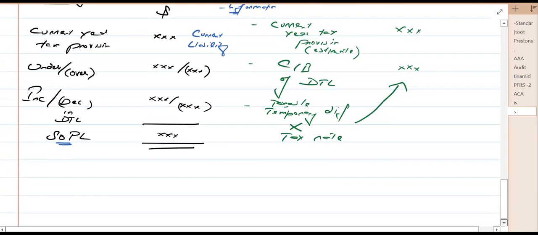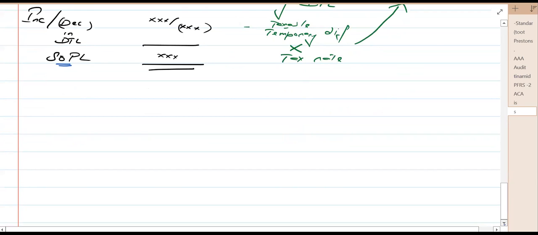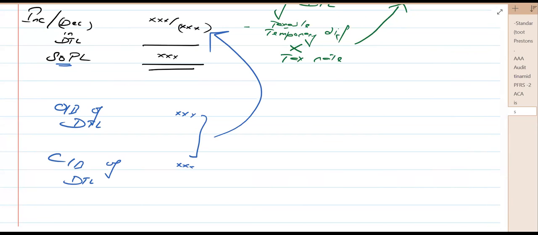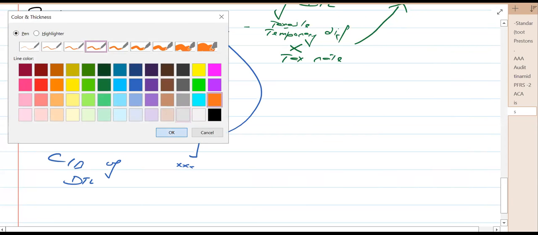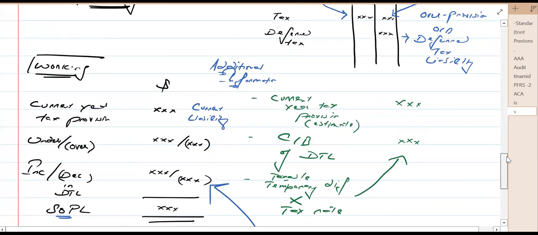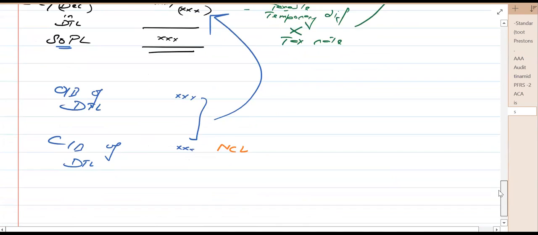And then, how did you get this increase or decrease in deferred tax liability? You compare the opening balance of deferred tax liability with the closing balance of deferred tax liability, and the difference is the increase or decrease which goes over here. And remember, this closing deferred tax liability is your non-current liability. So this is the most simple adjustment, but remember that this is without revaluation.